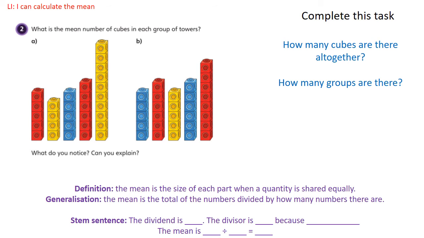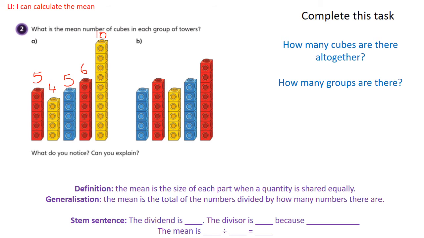And how do we find it? Well, then we can use the generalization. The mean is the total of the numbers divided by how many numbers there are. So let's have a look at A. So we've got 1, 2, 3, 4, 5 cubes there. We've got 4 there. We've got 5 there. We've got 6 there. And we've got 10 there.